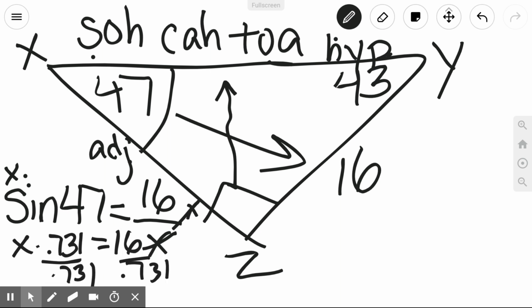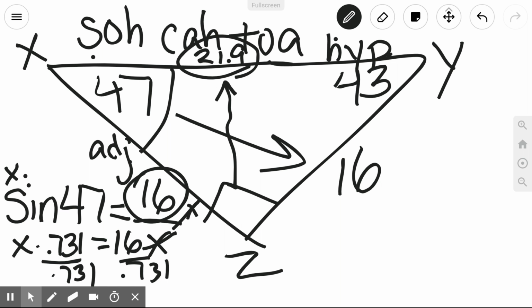And that'll tell me what x is. And then I can use that to figure out the other side. So let's see, 16 divided by 0.731, and I get 21.9. So that means x, and I just did the hypotenuse, I believe, sine opposite over hypotenuse. Yep. So this hypotenuse is 21.9 or 21.89.